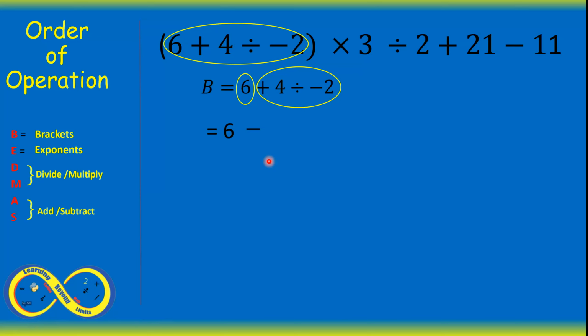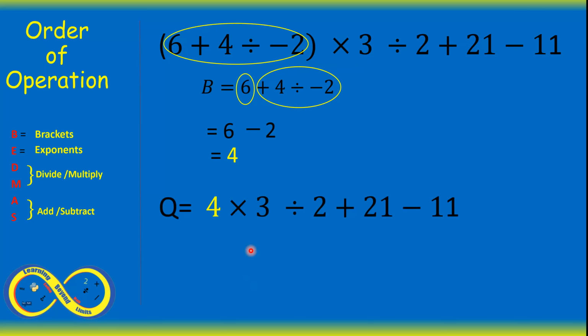So now that we have gotten the negative out of the way, all we're going to do is divide our 4 by our 2. And so 2 into 4 goes 2 times. And then we'll finish it off by saying 6 minus 2 equals 4. Now we're going to take this 4 and put it back into the expression that we have. So here we go, put back the 4 into the expression, and we're going to continue solving.